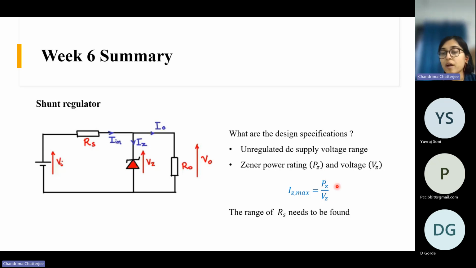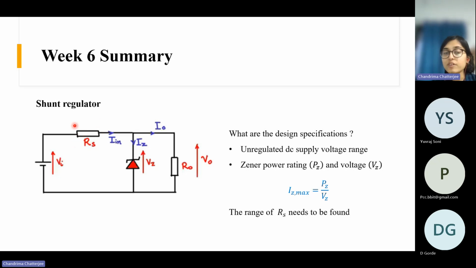So PZ is the power rating that is specified in the data sheet, and VZ is the nominal voltage of the Zener diode. So whatever IZ max you require here should always be within this value. Otherwise, the Zener will be damaged. And so here what we need to find is the value of RS.